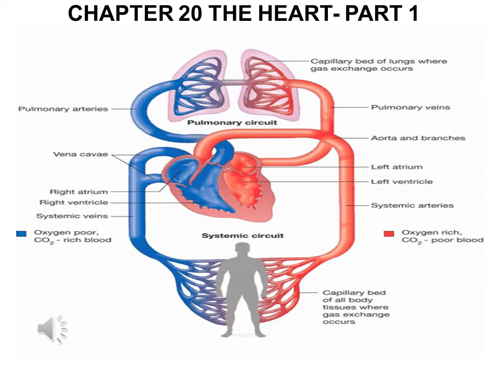The systemic circuit is going to pump blood to the rest of the body after it gets oxygenated. So this is important to understand, the difference between the two circuits.